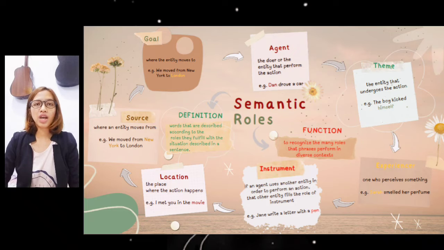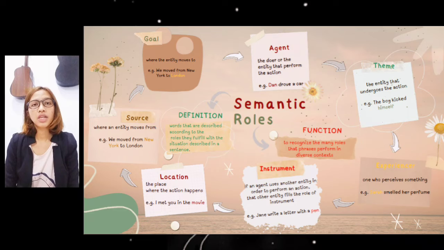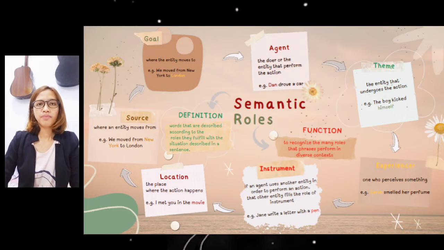And there are 7 types of semantic roles, such as agent, theme, location, experiencer, instruments, goal, and source. Well, I'm going to explain the type of semantic roles one by one. The first one is the agent. The agent is the most obvious semantic role. It is the doer or the entity that performs the action.